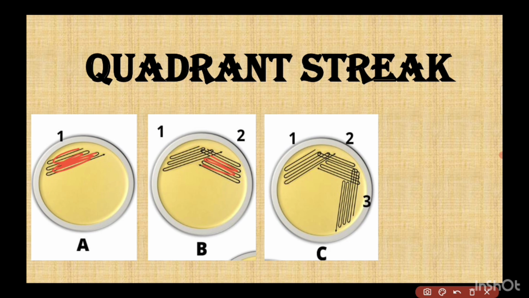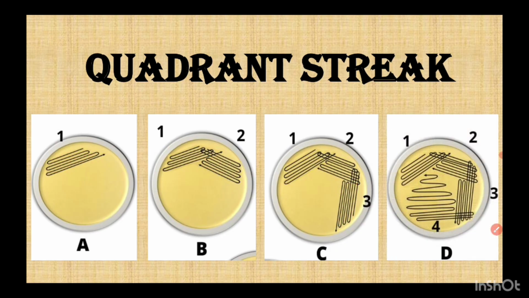After performing the first streak, we are going to sterilize the loop. Then again we use it for the second streak. Then after performing the second streak, again we sterilize the inoculation loop, and then we perform the third streak. Okay, so later we do the fourth streak. In the fourth streak, we have to streak in such a way that a single species can be obtained. Understood? So this quadrant streak is mainly used to obtain the single species.